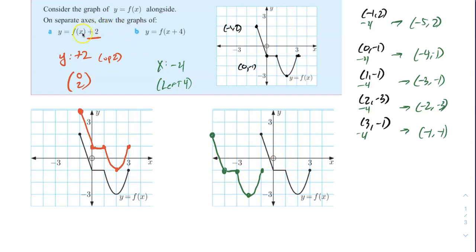Outside y follow, so this one says +2, so we're going to move up 2, all our points. Inside x opposite, so it says +4, so we're going to move left 4. Or conversely, just add 2 to all your y values, so it's on the outside. Subtract 4 from all your x values, so it's on the inside.